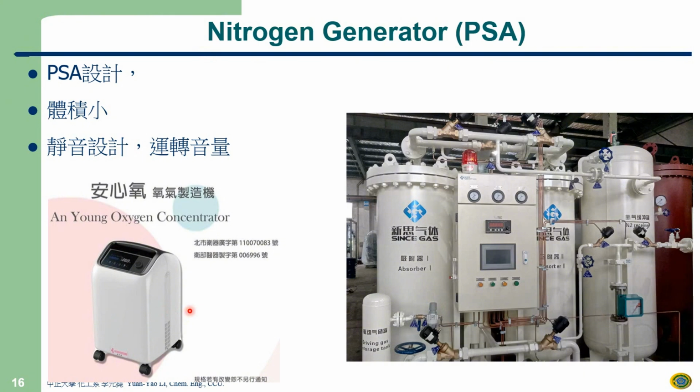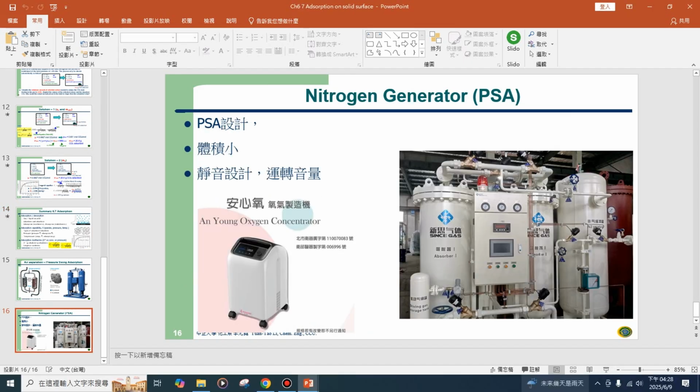It cannot reach 100%, probably 85%, 90%. It depends on the process. So you can use this machine in the hospital or at home for the patients. Okay, so this is an example like this. So this is what we learned in section 6.7 regarding the absorption.